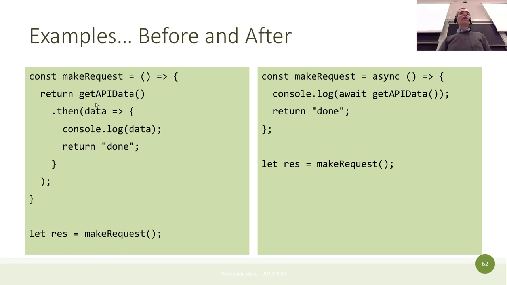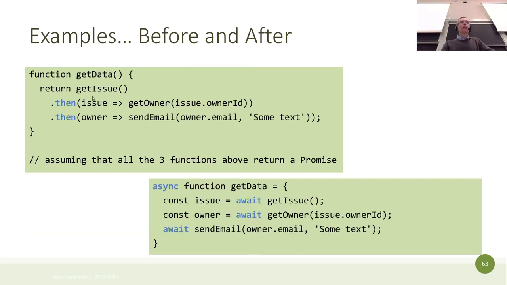Get API data, you can use it with the dot then and put your code, or you can await. This is an expression, and you can do whatever you like, console log, etc. Okay, or assign to a variable, whatever. You have 2 dot then, like the example that we saw before. Okay, of course, we assume that all the functions return a promise, otherwise this is a bit useless, right?